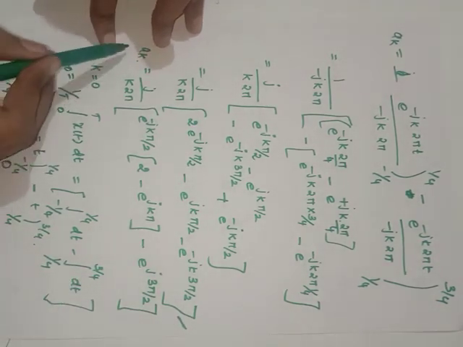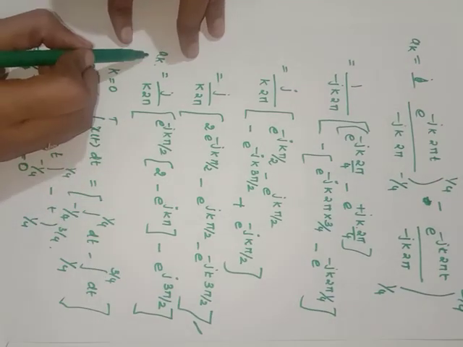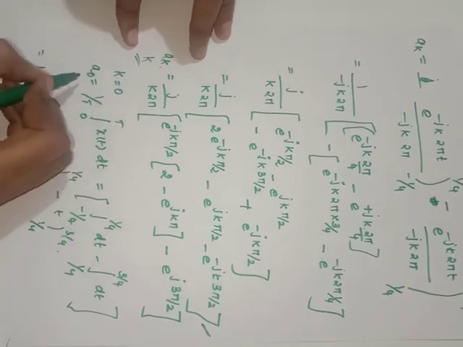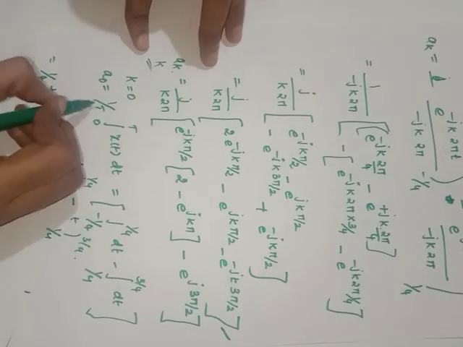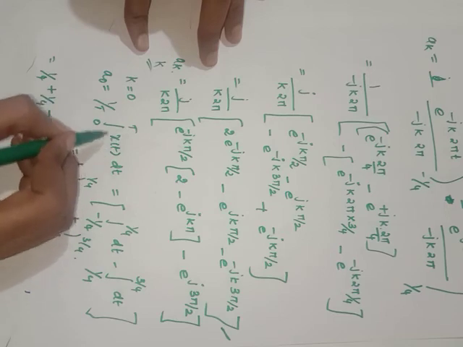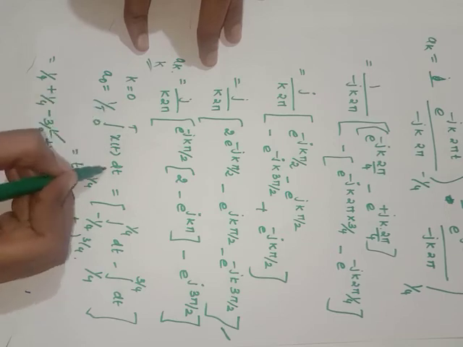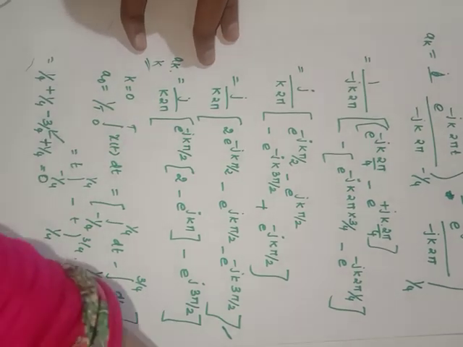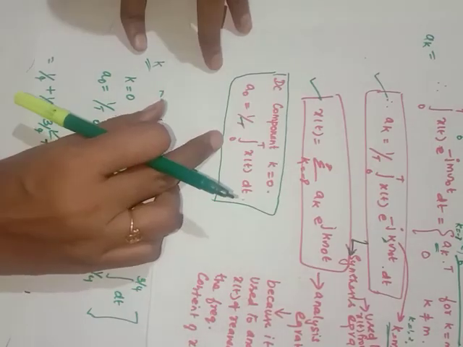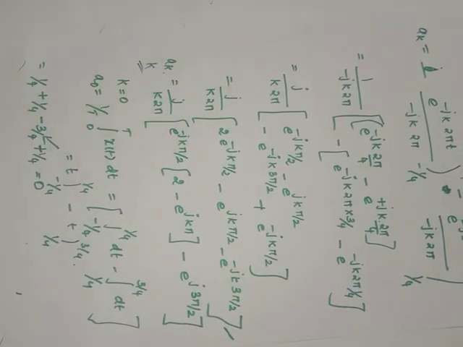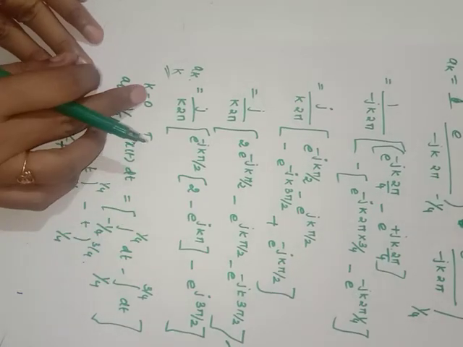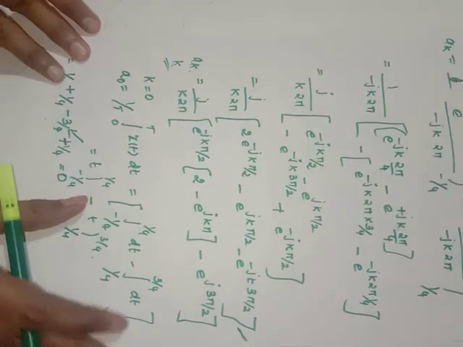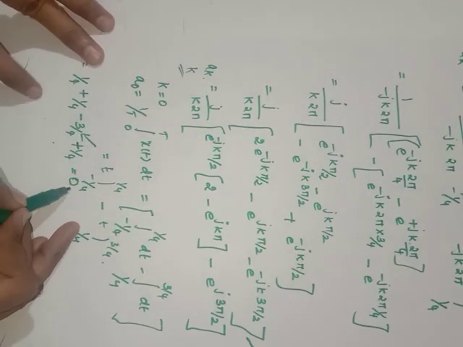Okay, so this I need to find for k. When k equals 0, I need to find the value separately. If k equals 0, the formula is a_0 equals 1/T times the integral from 0 to T of x(t) dt. You should not substitute k equal to 0 in the earlier expression. If you want to find the DC component, you need to use this equation, the integration 1/T integral 0 to T of x(t) dt. When you integrate this, you will get the answer as 0.